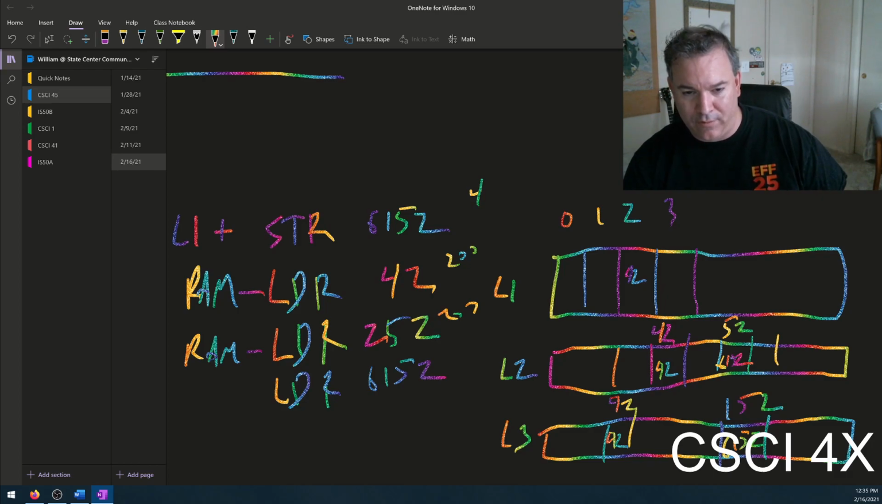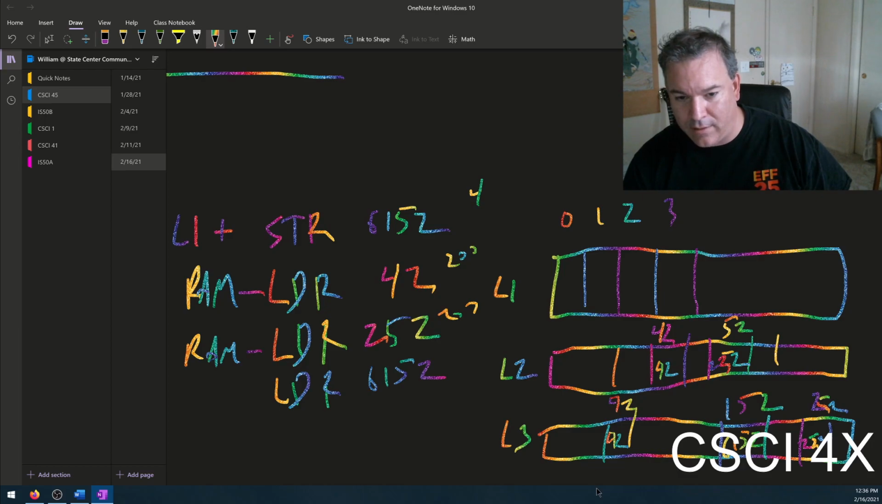And then if we load 252, that's also a cache miss, RAM hit, however you want to put it. 252 is going to load into slot 252 because 252 modulus 1000 is 252. 252 modulus 100 is 52, so it's going to erase this guy 6152 out of slot 52. This guy is now going to be 252. And then it's going to erase 42 out of slot 2.